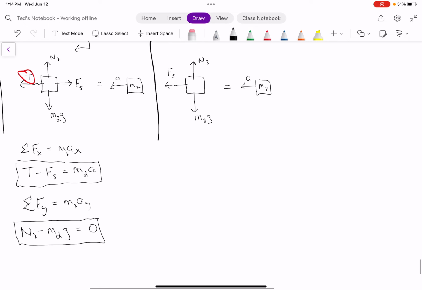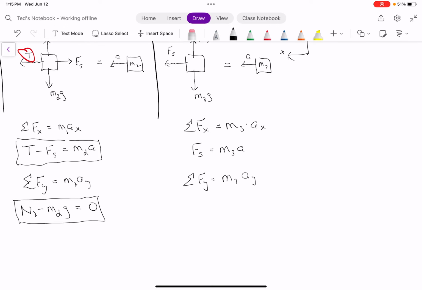Okay, and then let's look at our last equation. Again, I'm going to make left positive and up positive. So this is going to be my x direction, and this is going to be my y direction. So if I add up all the x components of all the forces, I should get mass 3 times the x component of the acceleration. And if I add up all the y components of all the forces, I should get mass 3 times the y component of the acceleration. So in the x direction, that tells me that the force of the spring is equal to m3a.